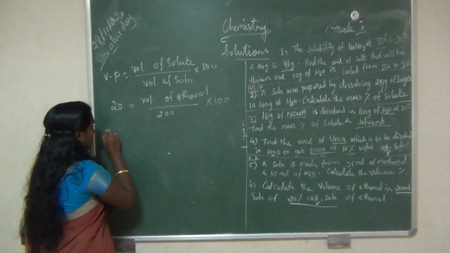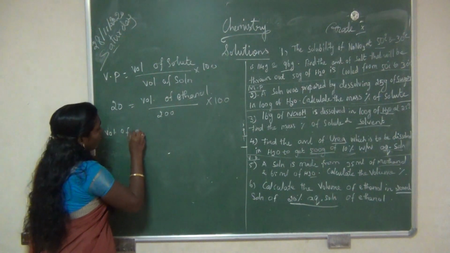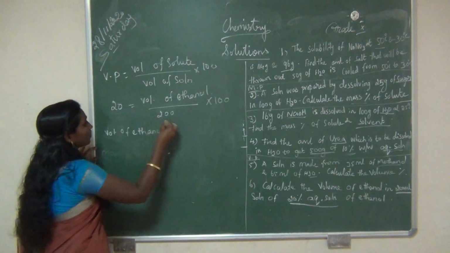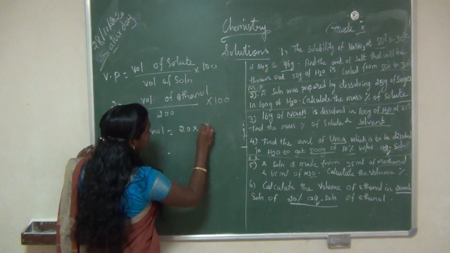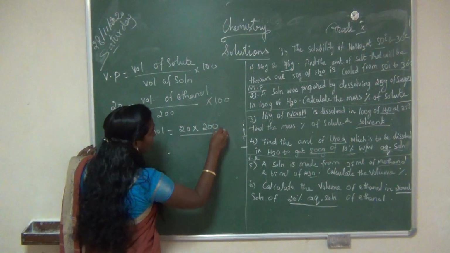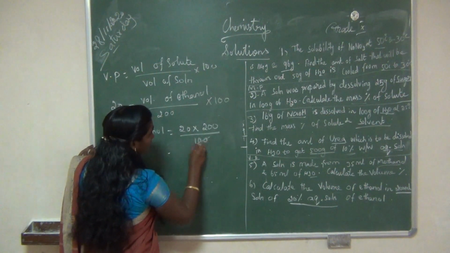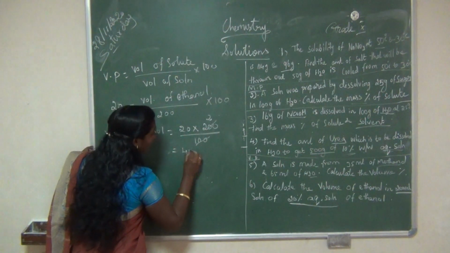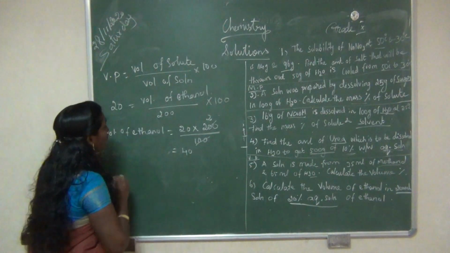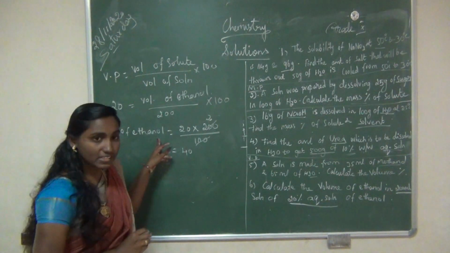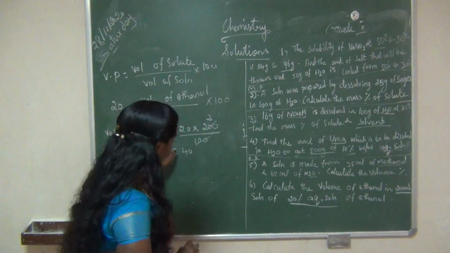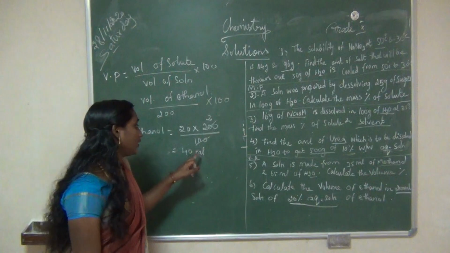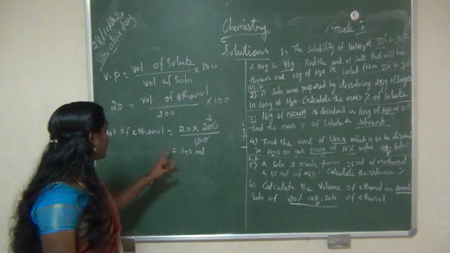So the volume of ethanol we are going to find out, so you should take it on the left side. Volume of ethanol is equal to cross multiplication: 20 into 200 divided by 100. What is the answer? 40. Volume of ethanol, right? This is an aqueous solution, so you should mention ml, milliliter. Okay, 40 milliliter of ethanol.